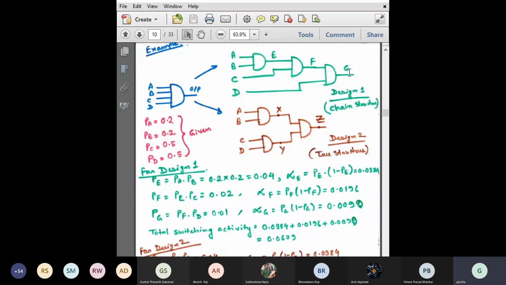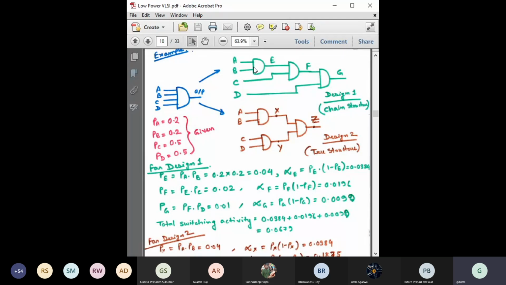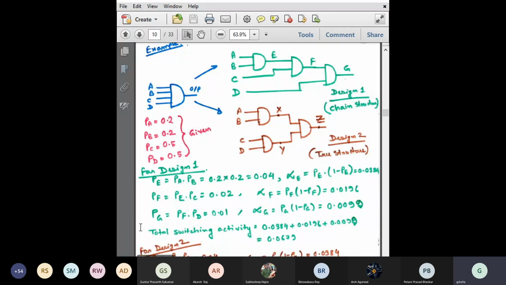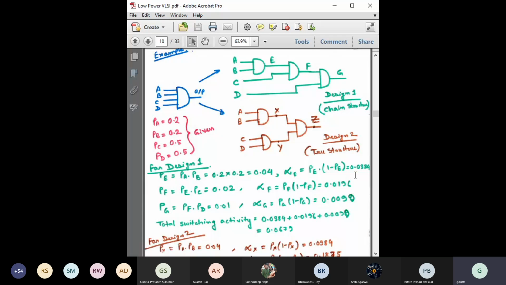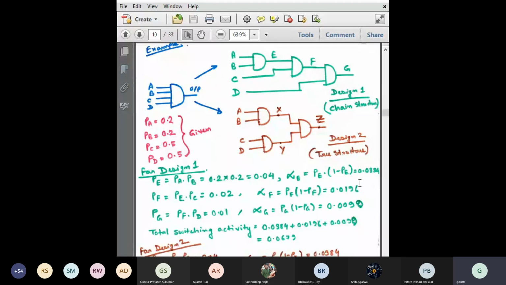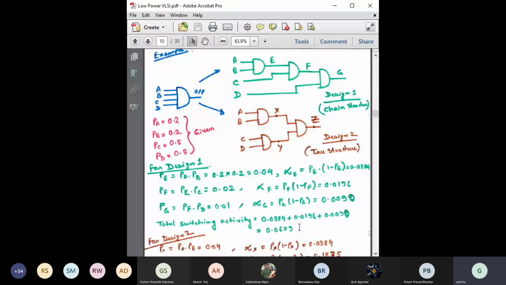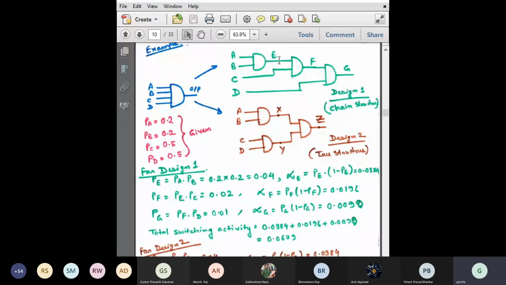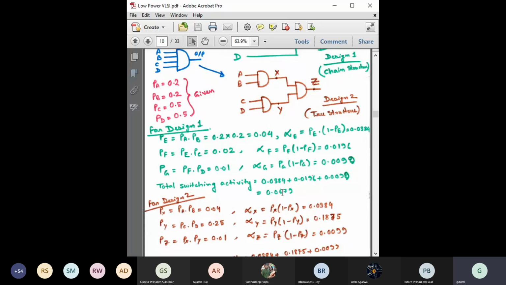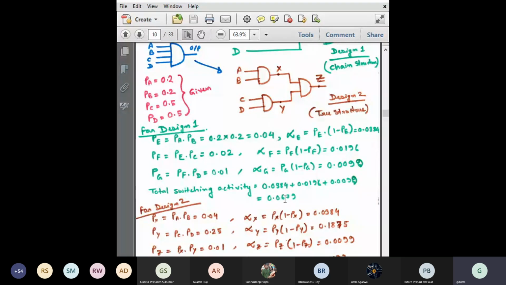Then what will be the total switching activity? Remember, node E is driving one capacitor, node F is driving another capacitor, and node G is also driving another capacitor. So the total switching activity would be the summation of these. We simply have to add all the nodal switching activities. Try to remember the value: it is 0.0679. Now let us consider design 2, which is this.